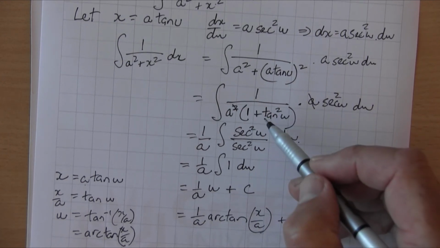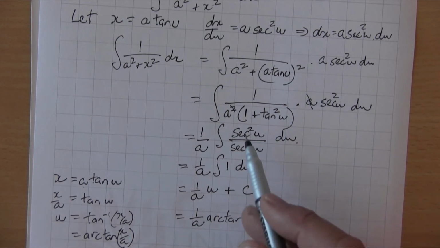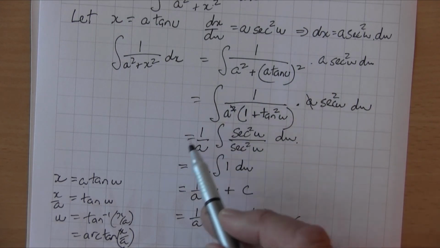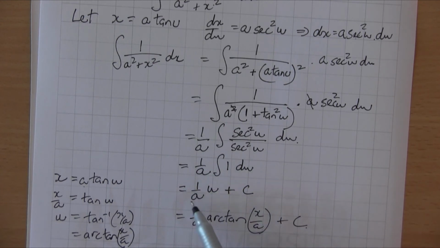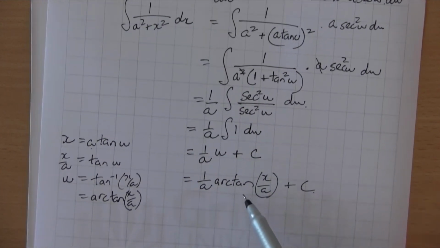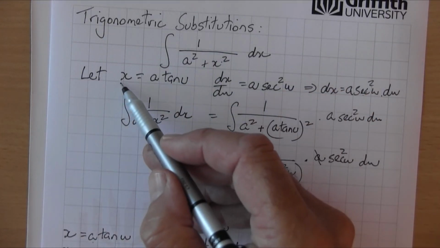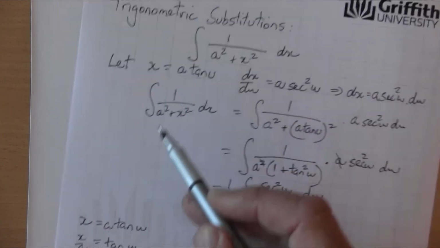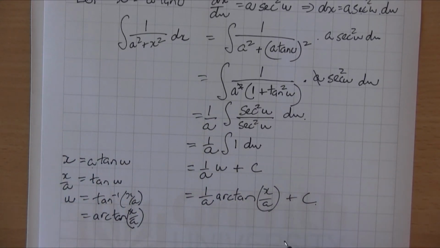We've got to know our trigonometric identities. We know that 1 plus tan squared equals sec squared. Because this is 1 on a, it can come out the front. The integral of 1 is equal to u, so it's 1 on a u plus c. But there was no u in our original question, so we've got to rearrange that to make u the subject. We did that down there, and u is equal to arctan.